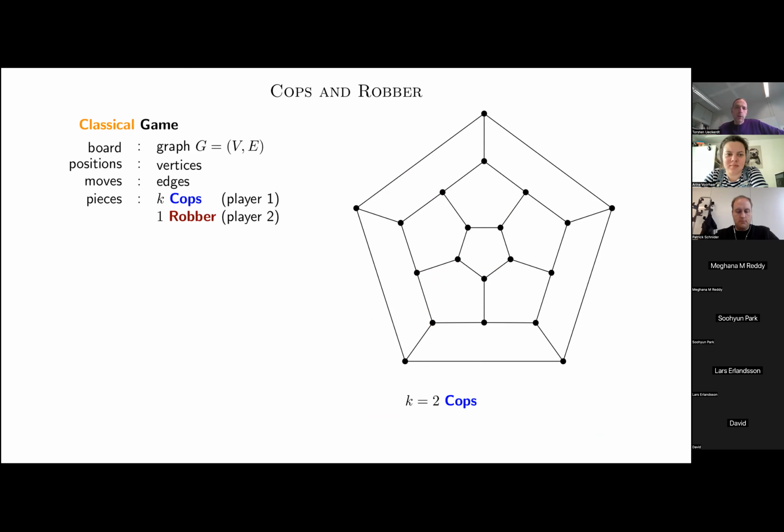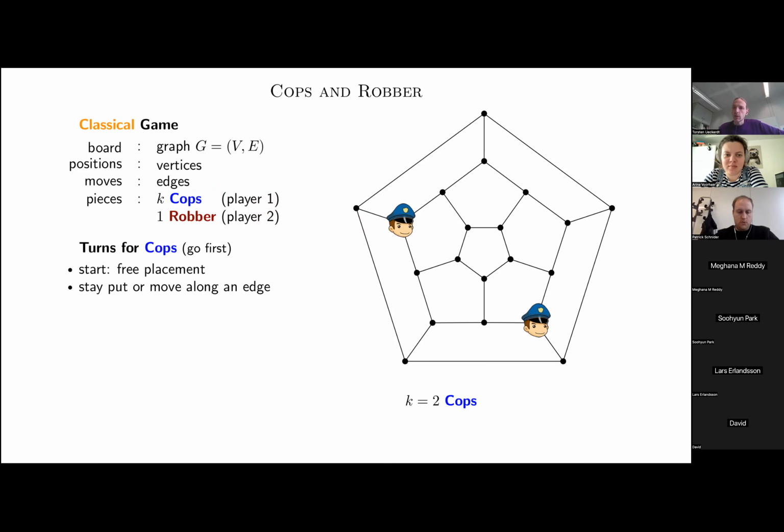And there's two players, which I call player one and player two sometimes, but it's usually the cops player and the robber player. The cops player has k pieces, each of them are cops, and the robber player only has one robber piece. And then let me just start telling you the rules by doing an example at the same time.